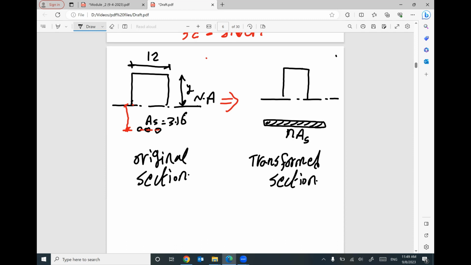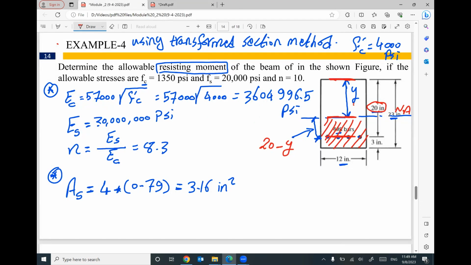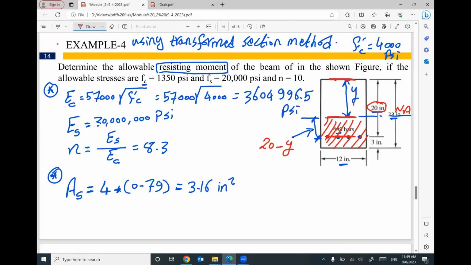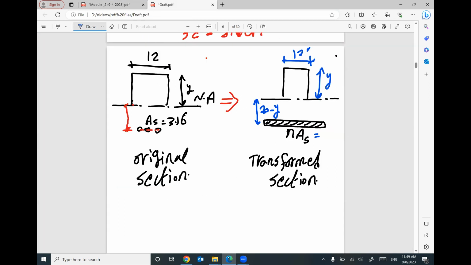Go ahead and put in your numbers. This one is 12 inches. This one I assumed is y. This distance is not assumed, it's 20 minus y. Is it 20? Yes, 20 minus y. And this value will be n times the area of steel. n equals 8.3, and the area of steel equals 3.16. So this value will be 26.2.